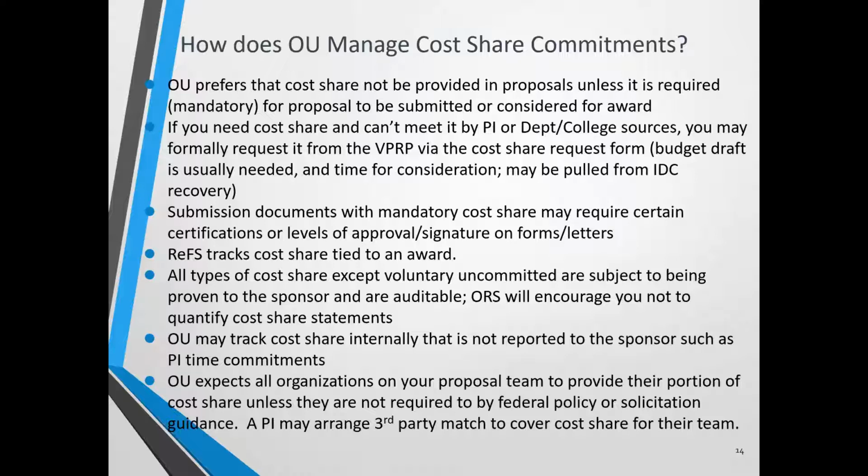If you need cost share and the PI in the department can't meet whatever the level is, and you can't find a third-party person that's going to help provide some, that's when you come to the VPRP and you do a cost share request form. I mentioned before that you usually have to provide a budget, and they usually want to see where the PI or the department are participating in part of that match, if possible. If not, go ahead and ask, because if you don't ever ask, you won't ever get. Keep in mind, you need to allow time for consideration. So don't wait until 2 days before the deadline and then put in a cost share request into the VPRP.